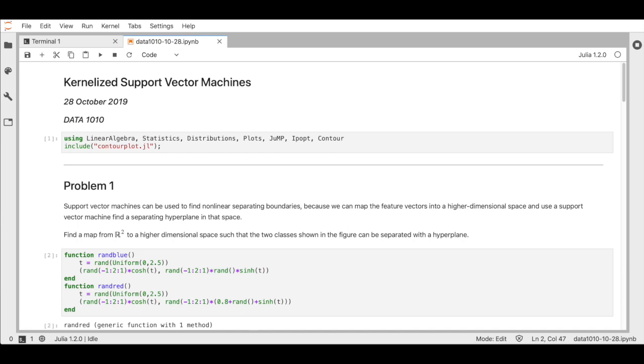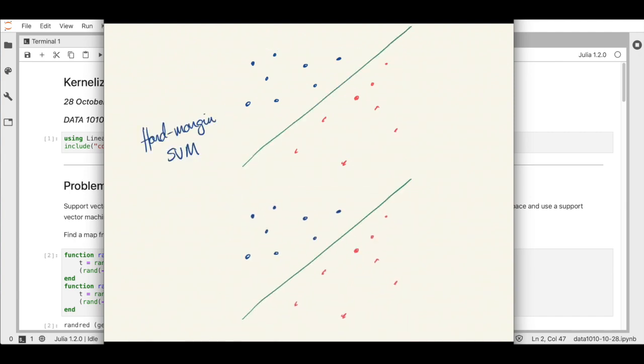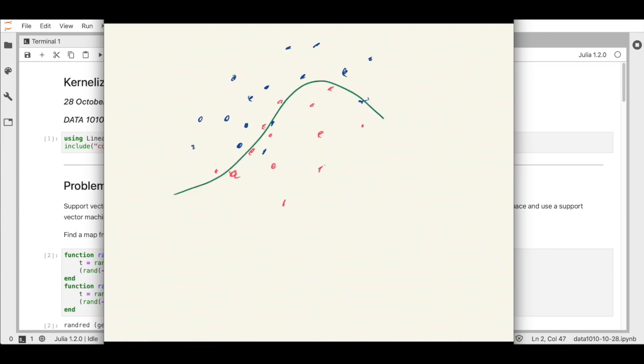Welcome. This is our second day of talking about support vector machines. On the first day we talked about hard margin SVM, which separates classes with a hyperplane. We also talked about soft margin SVM, which isn't required to separate the classes but still uses a hyperplane as its decision boundary. And today we're going to talk about kernelized support vector machines, which allow us to think about curvy decision boundaries.